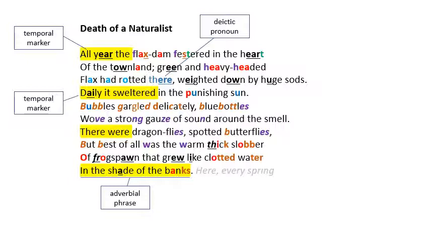And you've also got a number of plosives in things like punishing, bubbles, gargled delicately, bluebottles. They punctuate those words and create a sense of interest. The gargling, bubbling noises of the bluebottles. And even though the sun is punishing, the assonance reinforces that, the punishing sun and the bubbles. Even though those sounds are there, they're softer at the moment. And when the bluebottles do things, they wove a strong gauze.